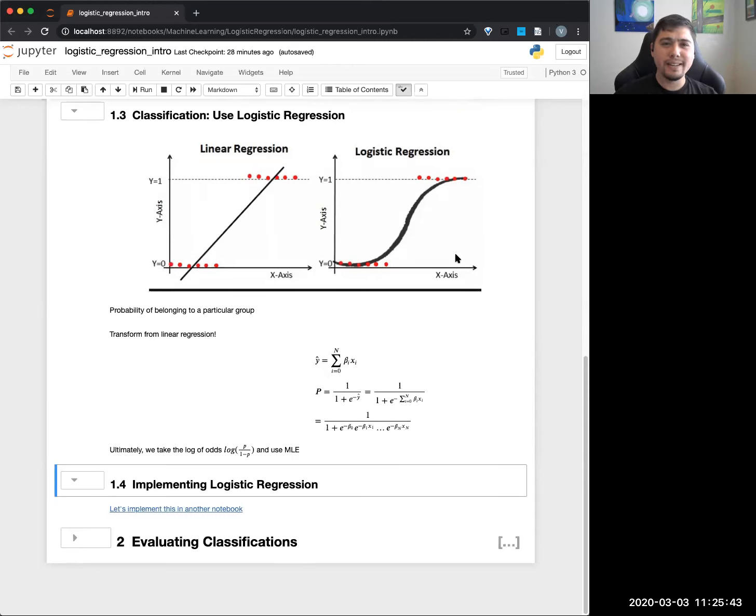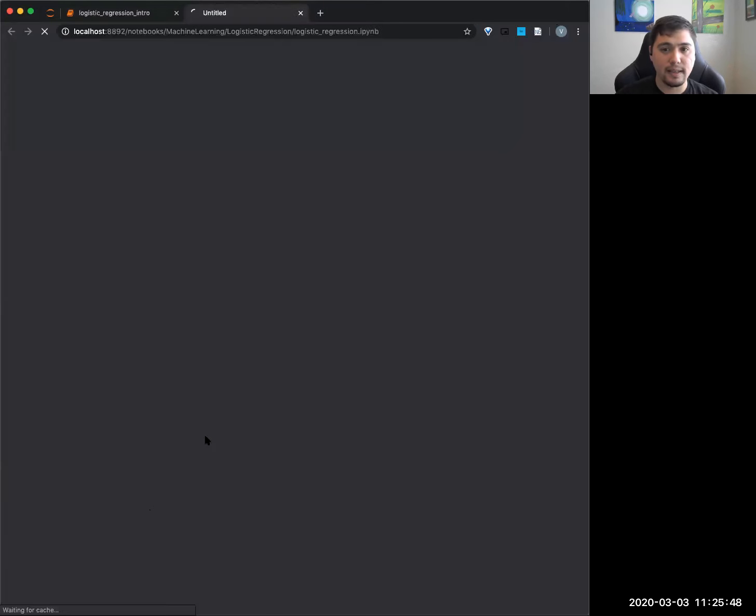But we're data scientists. We want to do things too, right? We actually want to try things out. So let's try to implement this in an actual notebook.